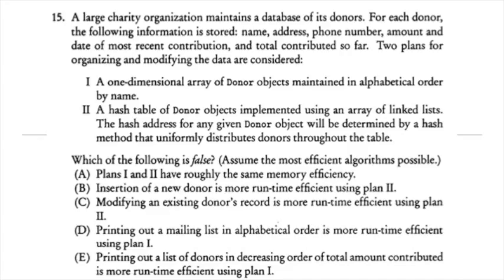Choice B, insertion of a new donor is more runtime efficient using plan 2. Why is that? Because we have discussed the efficiency of the hash method.